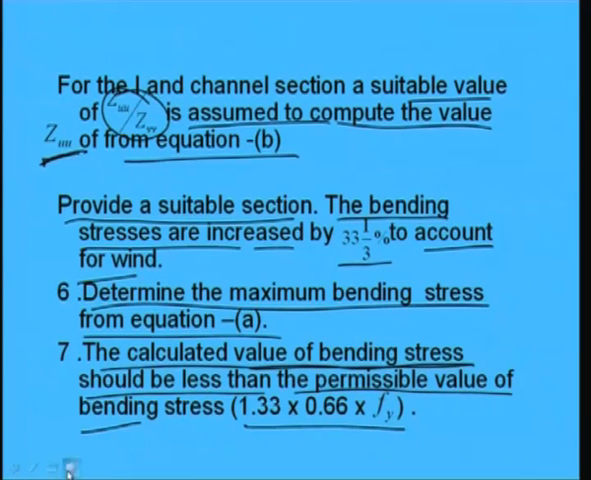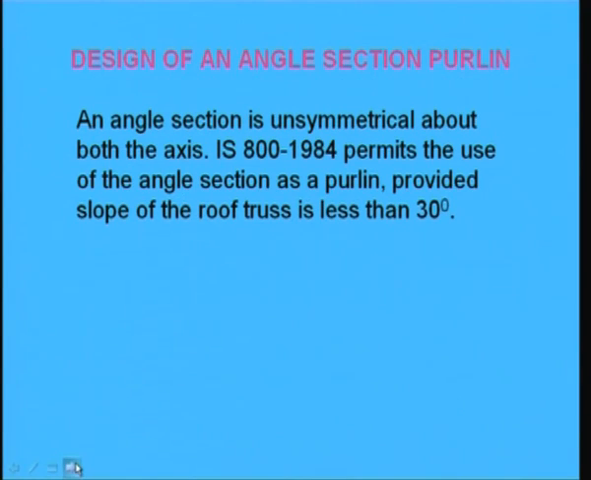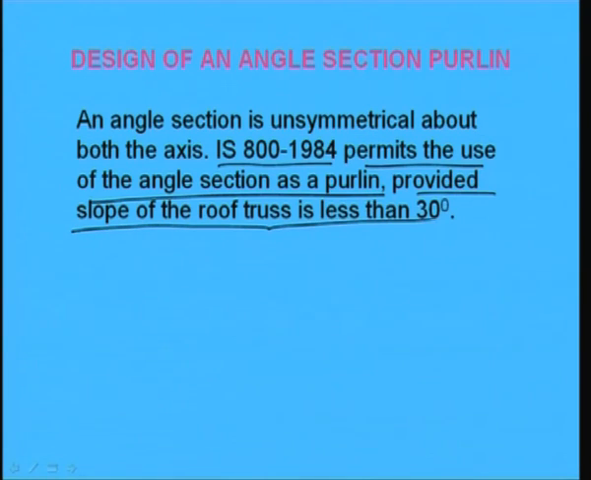Now, similarly, we will discuss the design of an angle section for use as a purlin. An angle section is an unsymmetrical section, so in both directions the moment has to be calculated. IS 800 1984 permits the use of an angle section as a purlin, provided the slope of the roof truss is less than 30 degrees. So, if the slope of the roof truss is less than 30 degrees, then the IS code permits the use of an angle section also.